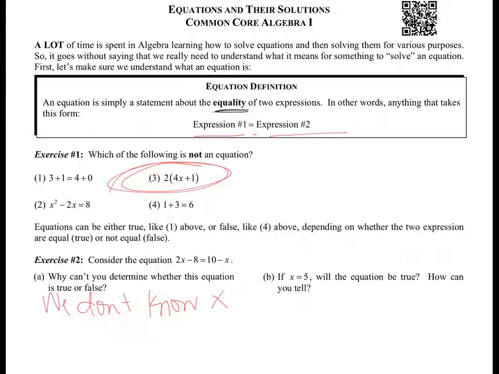So now, if x equals 5, will the equation be true? How can you tell? So we're going to plug 5 in for x in that equation. So 2 times 5 minus 8 equals 10 minus 5. 2 times 5 is 10, and 10 minus 5 is 5. 10 minus 8, does that equal 5? No, it does not. It is false.